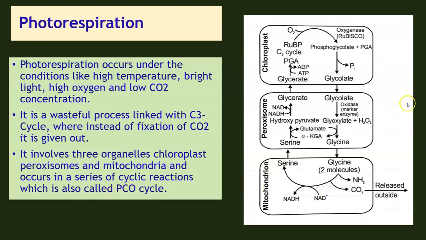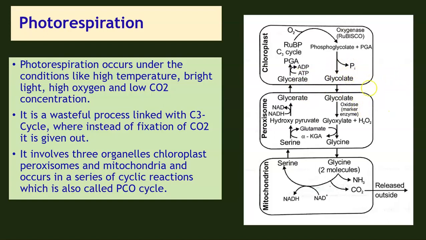Have a look at this image here. Students, you can see here that the enzyme Rubisco acts as oxygenase at high concentrations of O2 and photorespiration begins when the RuBP reacts with oxygen rather than CO2. So instead of a carboxylation reaction, you have an oxygenation reaction taking place, and it forms a 3-carbon compound, that is PGA, phosphoglyceric acid, and it also forms a 2-carbon compound which is phosphoglycolate.